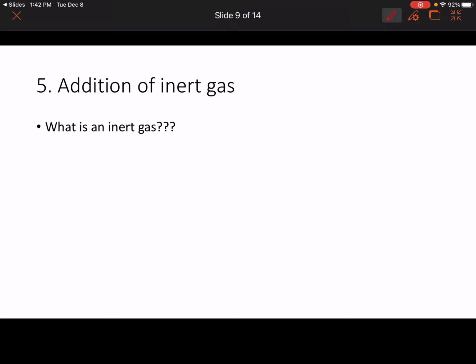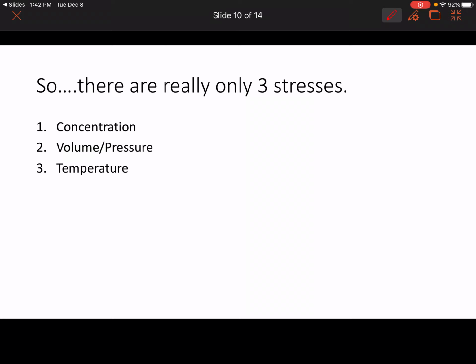So what is an inert gas? An inert gas are the noble gases. These are gases that will not react with anything. So what effect is that going to have on an equilibrium system? No change, again, as it doesn't take part in the reaction.